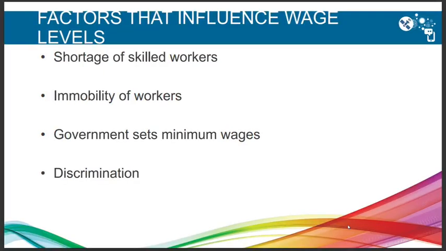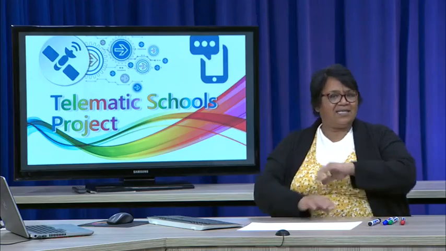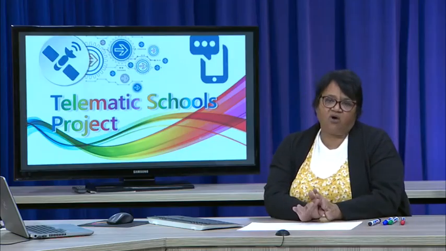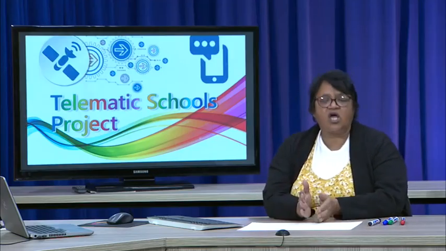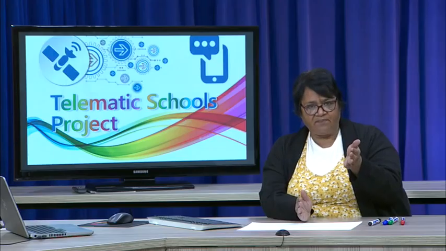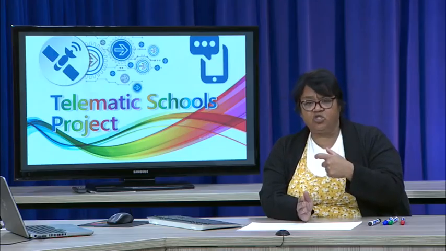Right, the factors that influence wage levels. Where there's a shortage of skilled workers, the immobility of workers, and where government sets minimum wages, as well as discrimination. Now, if you think about the first one, shortage of skilled workers, that's completely down to demand and supply. And as you know, when there is a shortage, the price is going to go up. Okay? So that's your shortage of skilled workers.